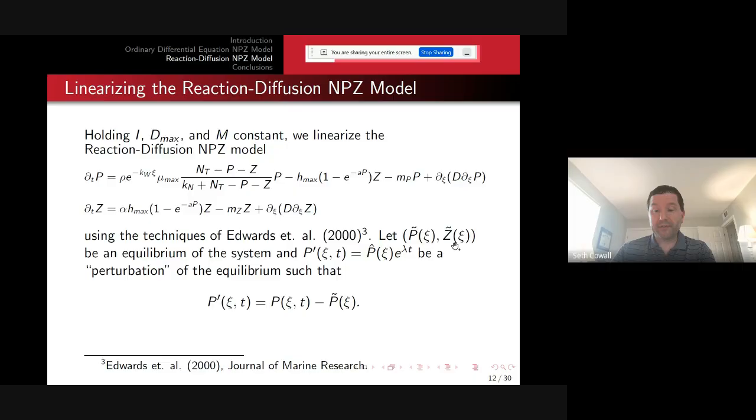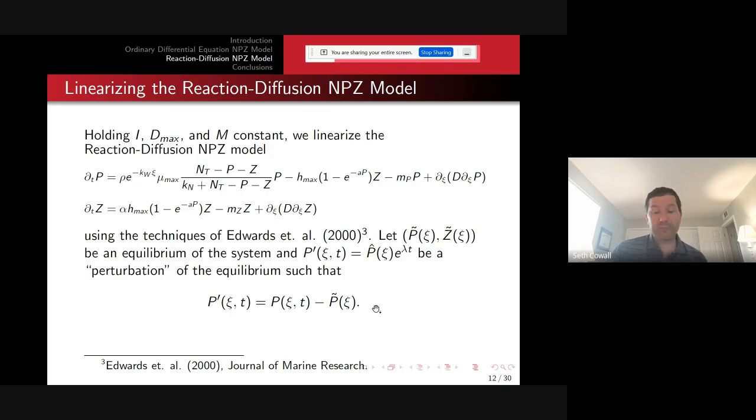We'll call it P tilde, Z tilde. Now, the equilibrium of the reaction-diffusion system would be a function of depth, but not time. So it's not like ODEs, where it's just a set of constants. This is just a set of functions that are not time dependent. And let P prime be equal to, say, P hat, a function of depth, times e to the lambda t. Let's let that be a perturbation of the equilibrium, such that we have P prime equals P minus P tilde.